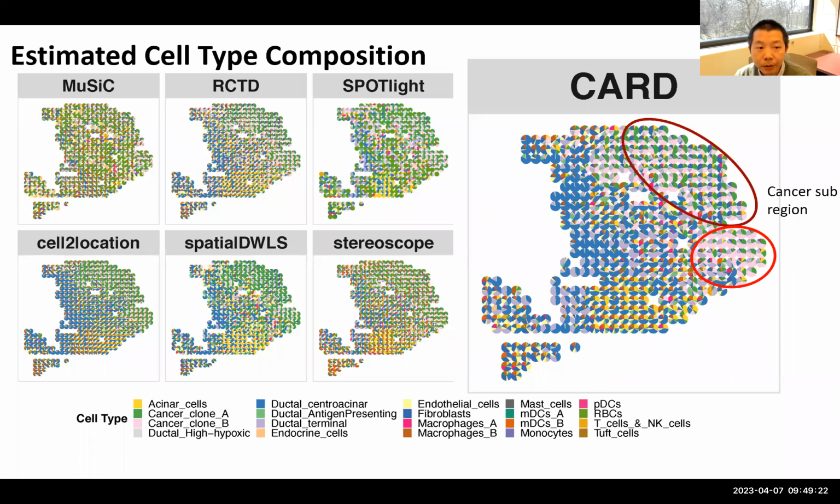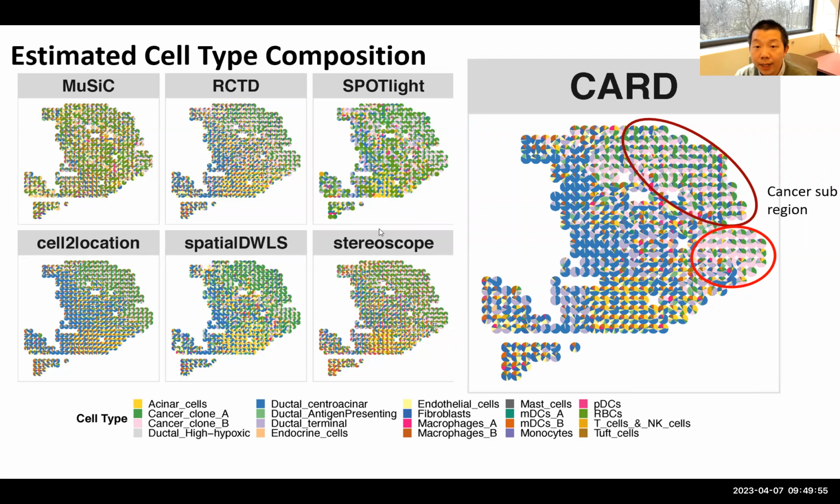However, unique compared with cell2location is that CARD can actually detect two subregions of the cancer. Specifically, the cancer region is the top right corner. In this region, you can see that it can detect two subregions. In one subregion, the bottom region, it's mostly dominated by the pink cells, while in the top right corner, it's dominated by both the pink and the green cells. The pink cell is a cancer clone B cell, while the green cell is a cancer clone A cell. These are two different cancer cell types that represent different stages of the cancer.